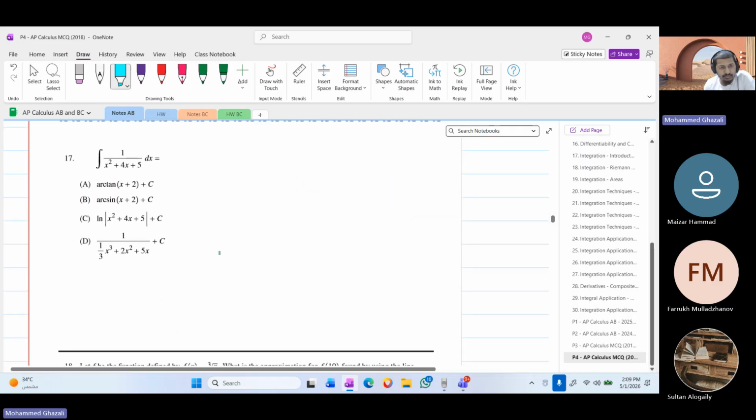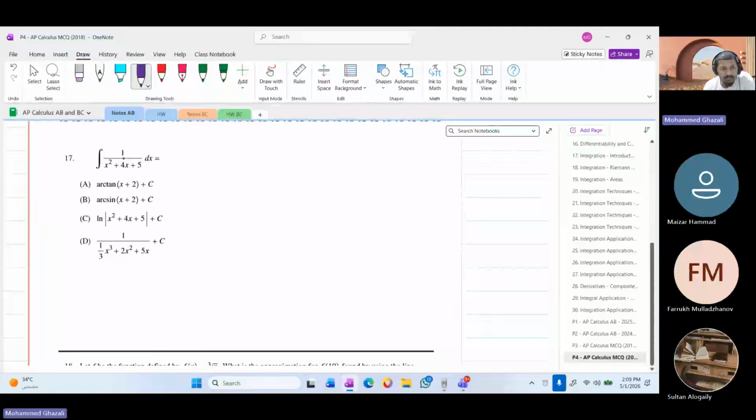Let's look at the next integral. The integral is of 1 over x squared plus 4x plus 5. This looks like some arctan form, right? Remember, the integral of 1 over x squared plus 1 dx is equal to arctan x plus c. That's your rule. Now you need to convert that. Maybe I can break up the 5 into a perfect square, so I've got x squared plus 4x plus 4 plus 1.